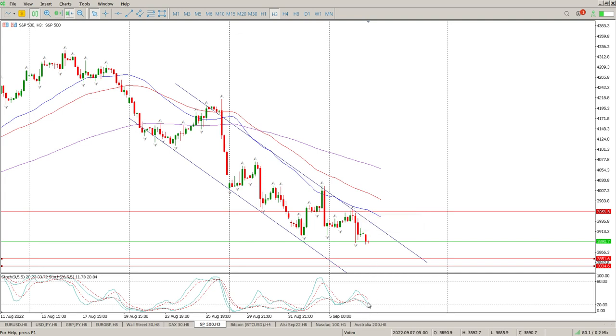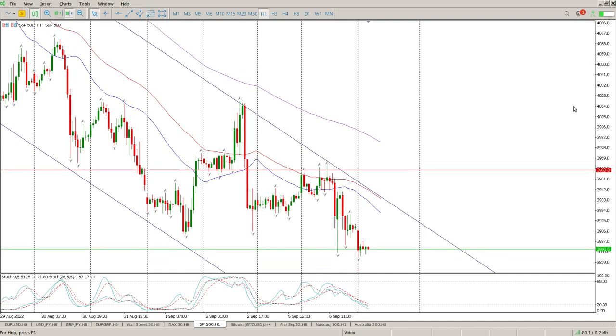Oscillators not giving us anything at the moment. Still divergences here. So from there to where we are now, there are still divergences on the 3 hour. Trend is down, so we're still looking to sell into this. We're not really looking for anything else.